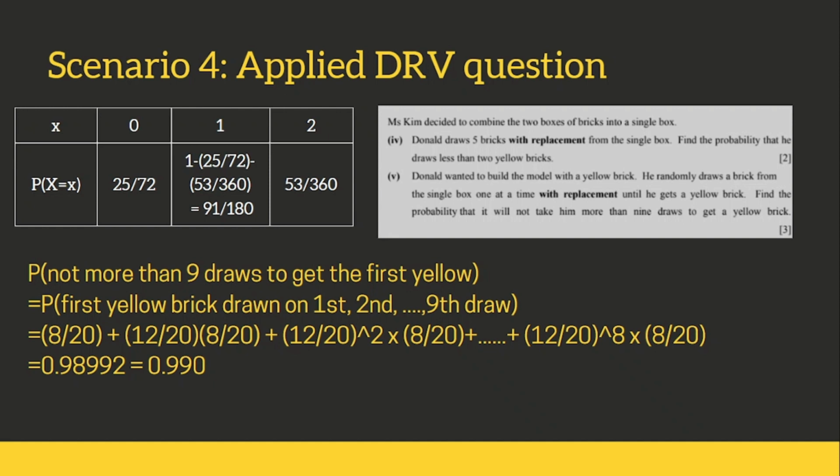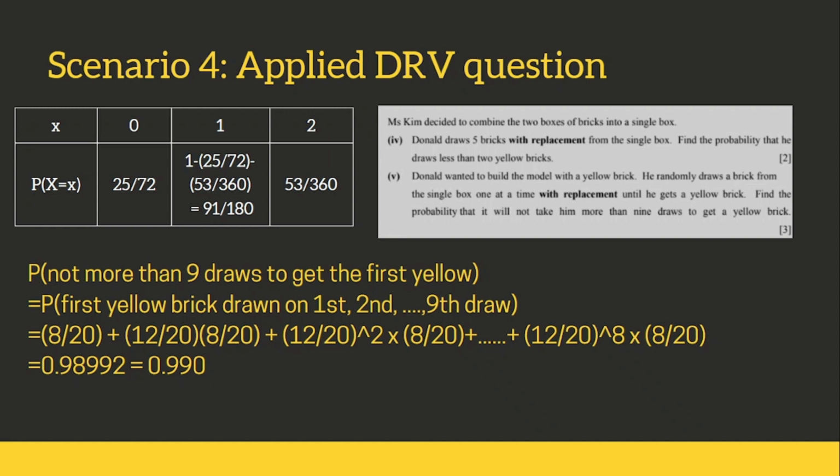You will see this question in some similar form throughout a lot of your papers. And although it can seem a bit tedious to calculate all the 9 probabilities, what I'm going to show is that it's actually going to be a geometric progression. The probability that you do get a yellow brick is going to be 8 over 20.